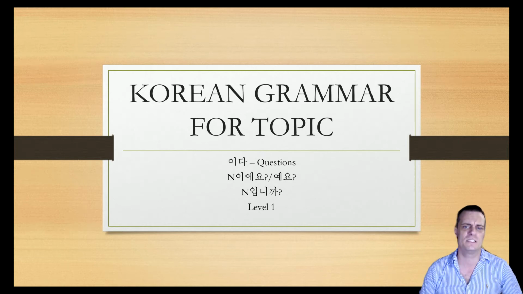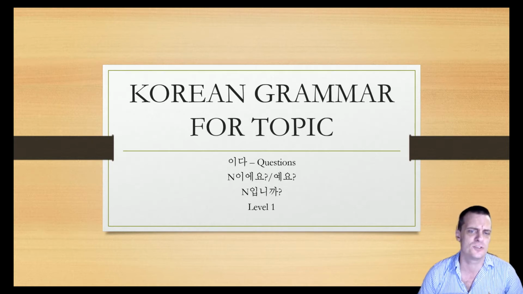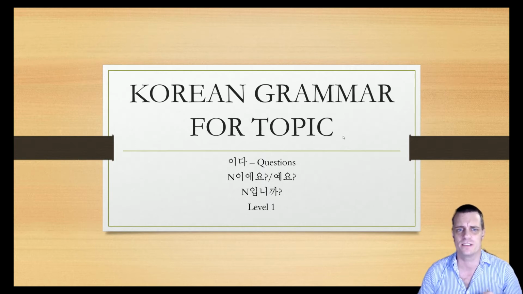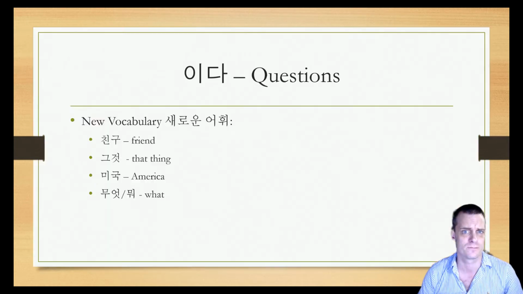Okay guys, this is the video which covers EDA questions in two forms, looking at polite informal and polite formal forms. So noun ieo or ieo and noun imika. This is a level 1 lesson as part of the Korean Grammar for Topic series. All right, getting straight into it.